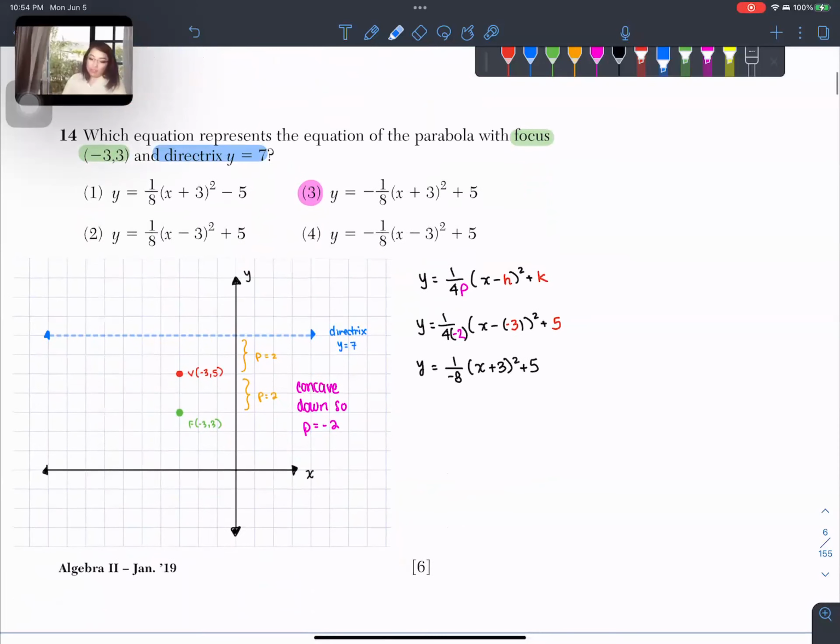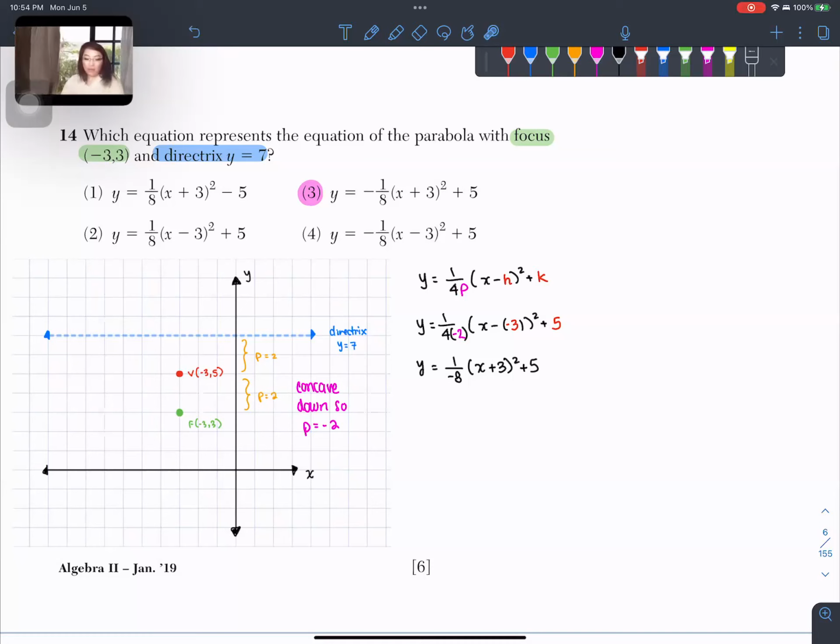The directrix, this honestly I would probably sketch it. So I'll go on the paper, sketch it, and say, okay, well, the directrix is y equals 7 on top. The focus is at negative 3, 3, and the vertex is negative 3, 5. So then the p is 2, and then it's endgame. You already know it's concave down because the directrix is above the focus. So it's either 3 or 4. And you know that the vertex is negative 3, 5, and this one has 3, 5. That has the correct vertex. So it's obviously choice 3.